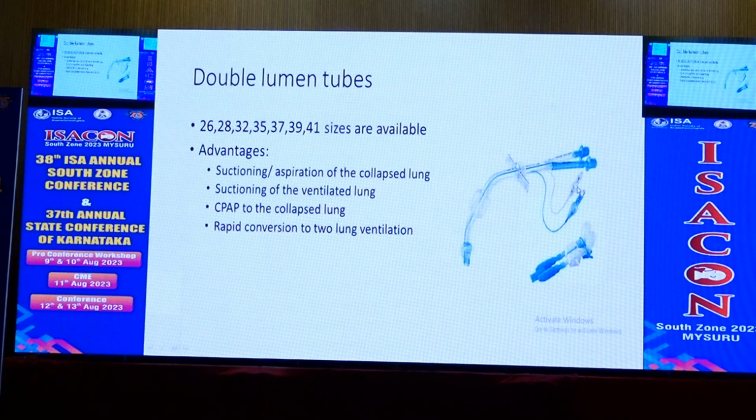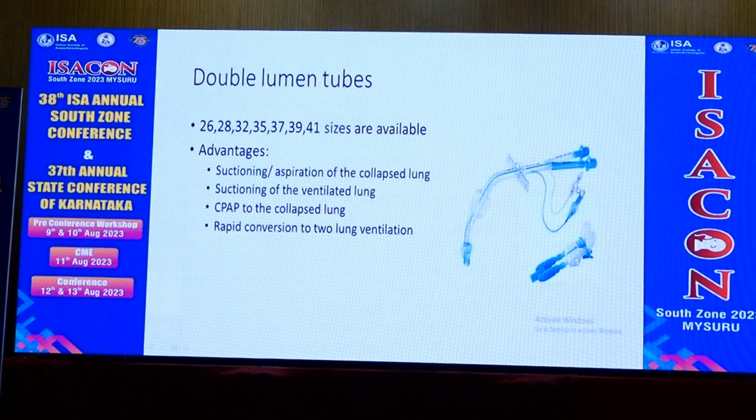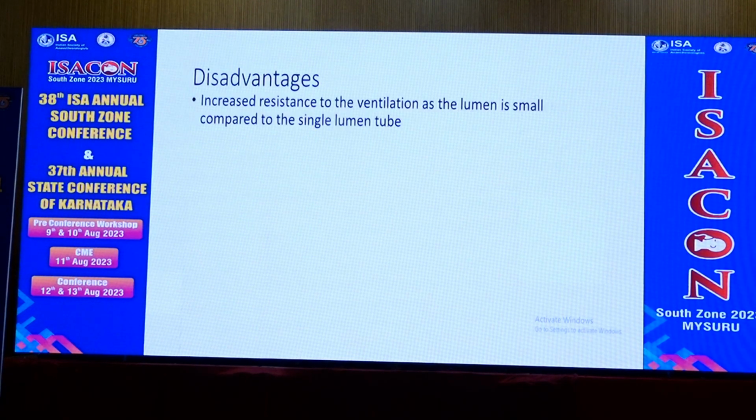What are the advantages of double-lumen tubes? Because there are 2 lumens, we can easily do suctioning of the collapsed lung, or suctioning of the ventilated lung if there are any secretions, to prevent more contamination. We can introduce CPAP in the collapsed lung. In case of any problem, we can rapidly convert to two lung ventilation. What are the disadvantages?